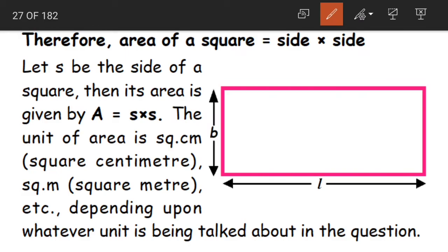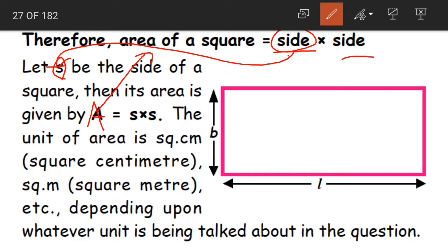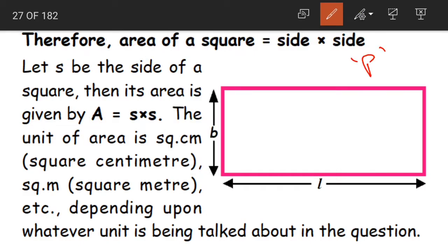Yes, so this is our formula. Let S be the side of the square, then its area is written as S into S. So instead of writing side into side, we have given a simple name for side, that is S. So A is equal to, again what is this capital A, children? This capital A is nothing but area of the square. Capital P for perimeter, capital A for area. So capital A, that is area, equals S into S.